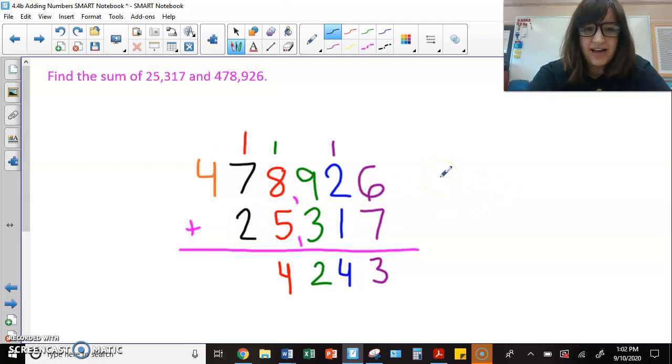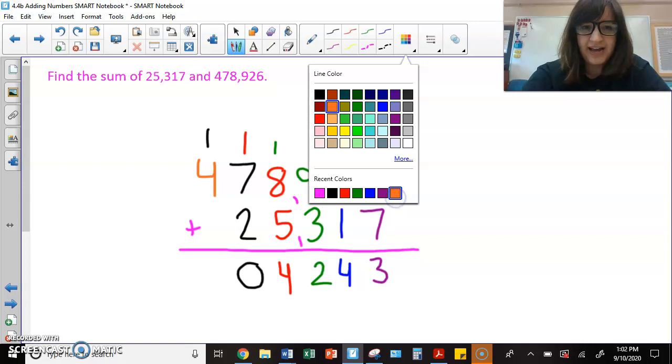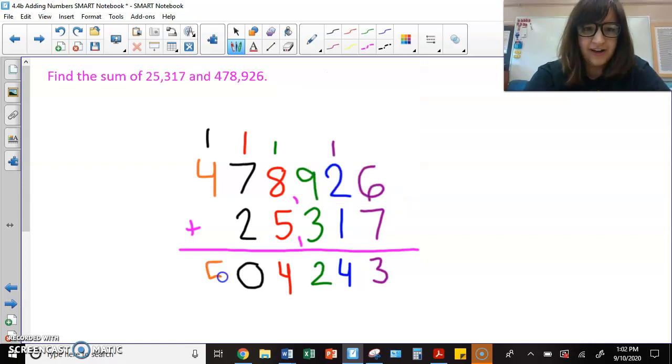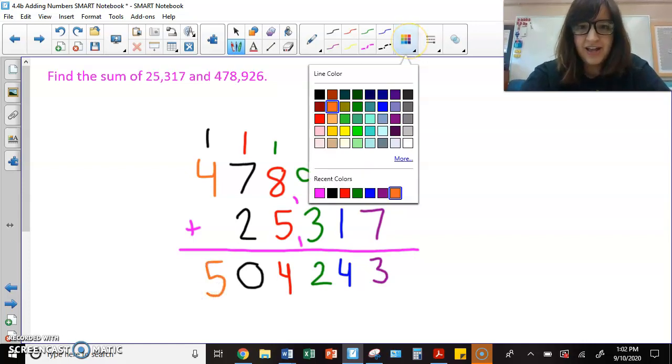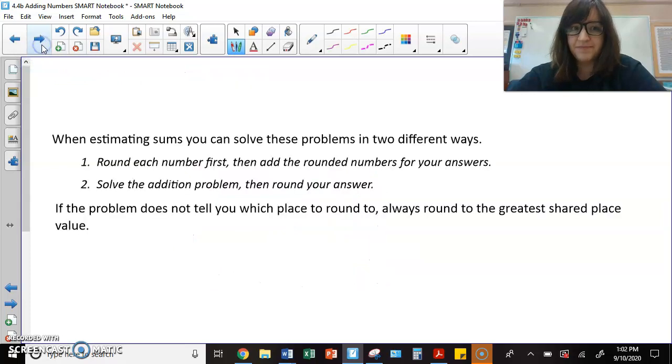So now I am going to take all 10 of those 10,000s, and I'm going to trade them in for 100,000. Okay? And then I add 4 plus 1 and I get 5. And now I have my final answer. 504,243.